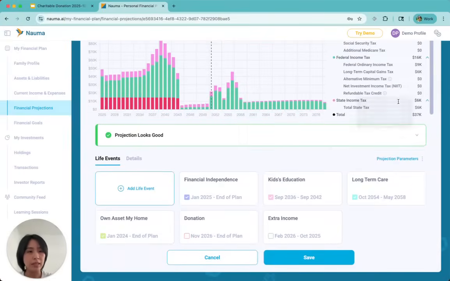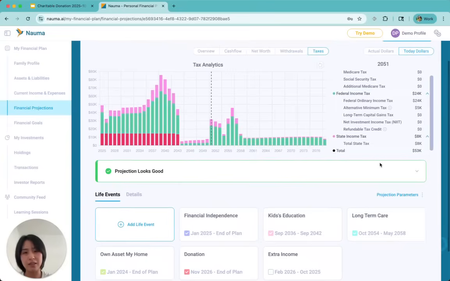If I don't donate, I only pay $37,000. But if I do donate, even though I get reduced tax here, I'm paying more in 2051, $53,000. In this scenario, it may not really make sense to make the donation from a tax planning perspective.